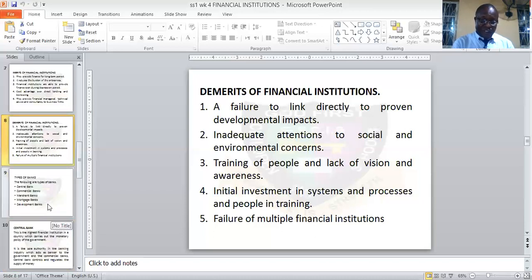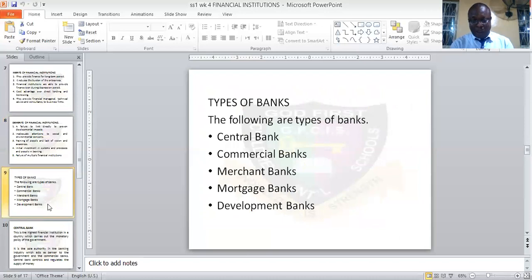Let us look at the types of banks. Types of banks, we have five. We have the central bank, commercial banks, merchant banks, mortgage banks, and development banks. Please, my student, if anybody asks you what are the types of banks, don't tell them First Bank, UBA Bank, Wema Bank, or Union Bank. No. All these are examples of commercial banks. They are under the commercial bank. So never tell them that.